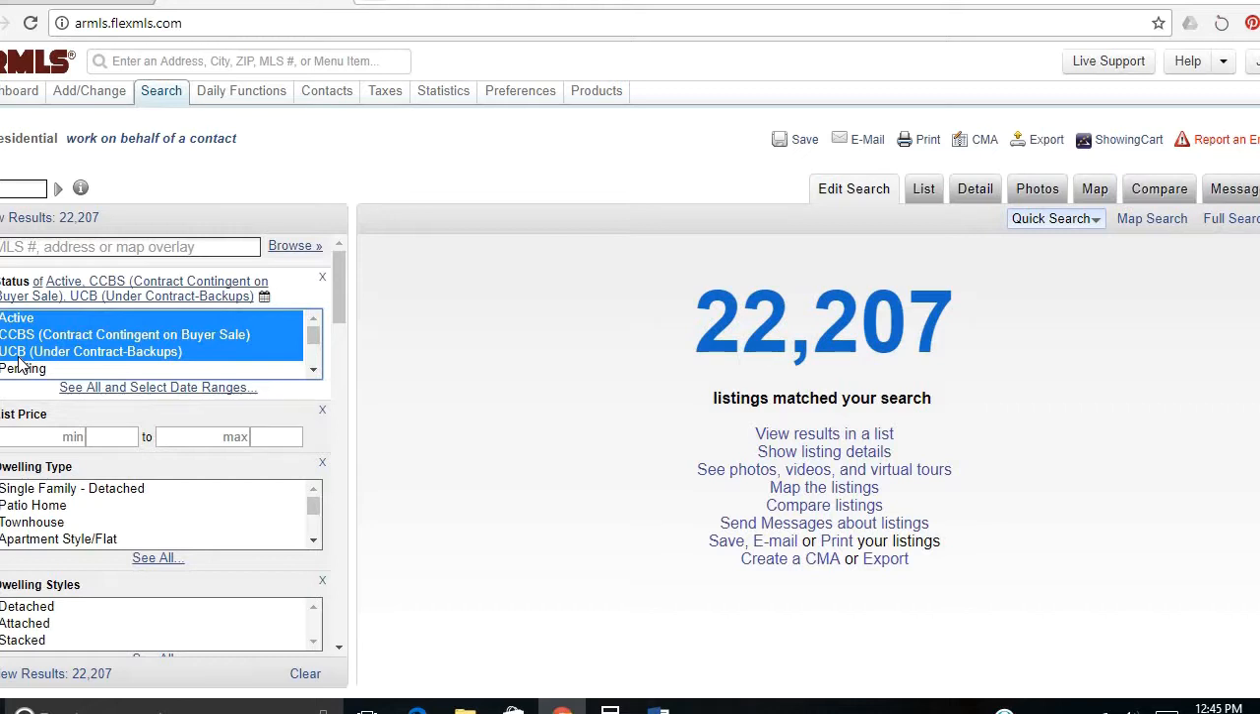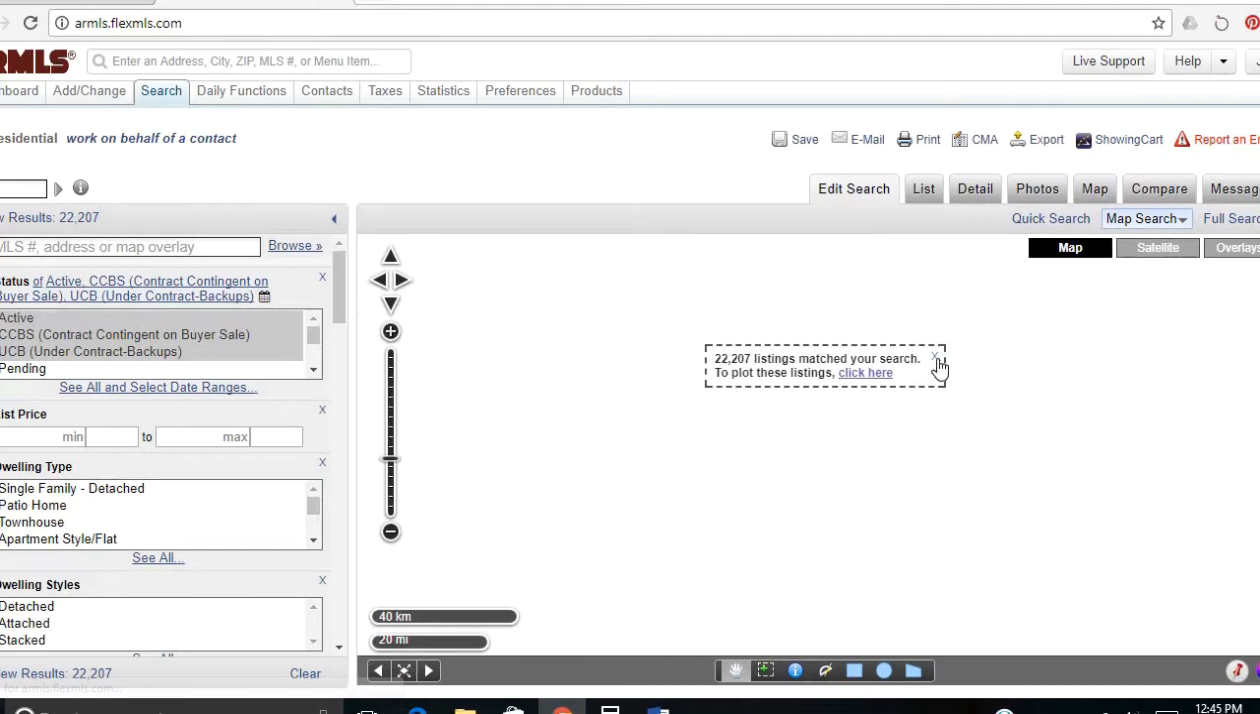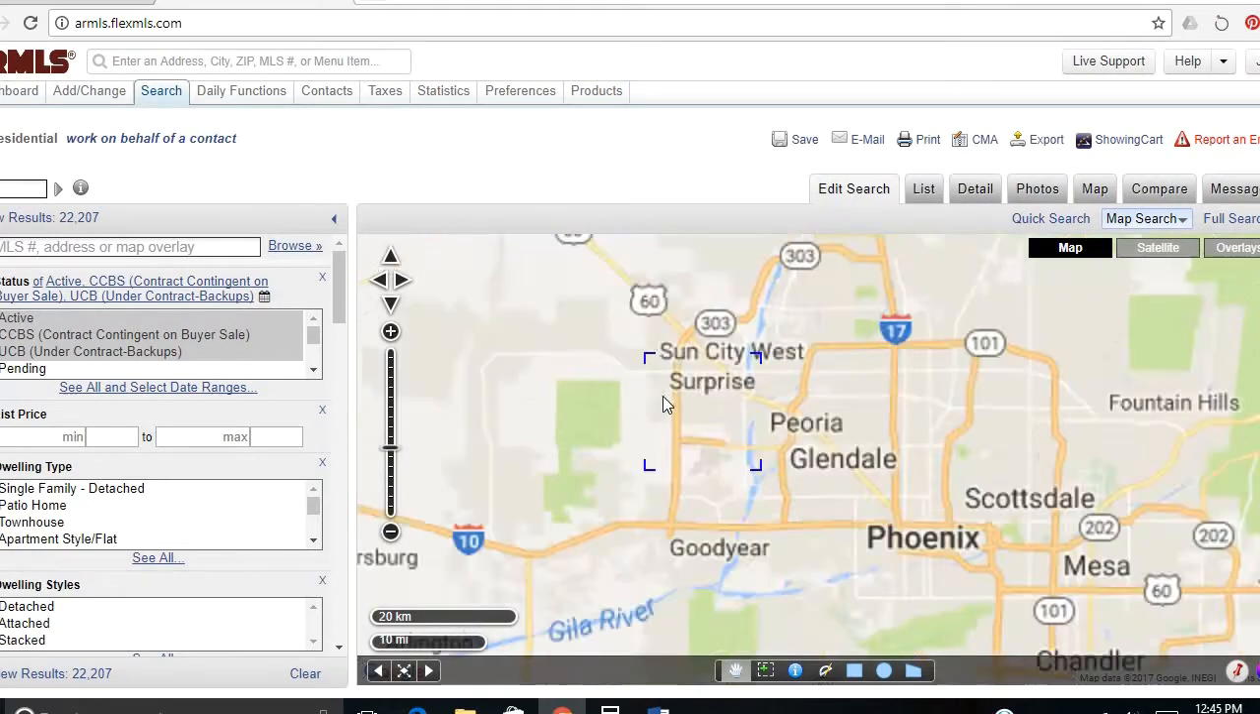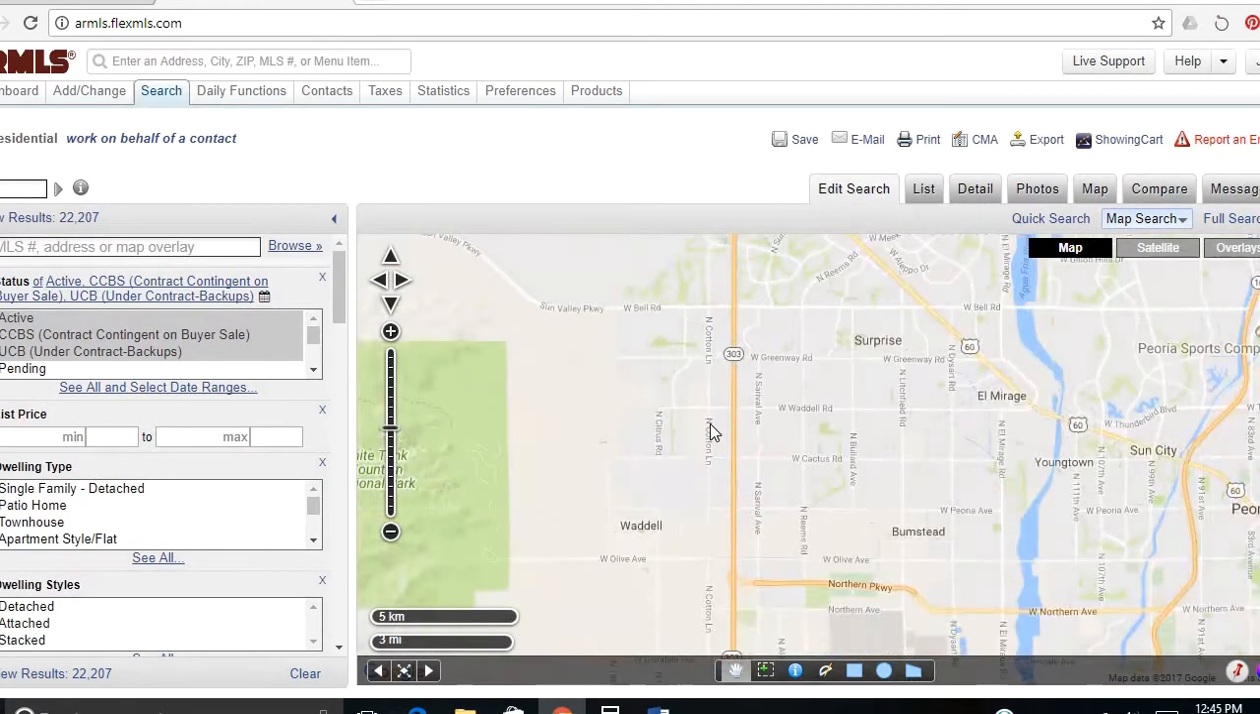So when I'm pulling supply and demand or price versus time, I'm not looking at a specific subdivision, and the reason is you won't get enough data. You have to have a lot of units to get an accurate figure. So in Surprise, I'm just going to go right to my map search here, just for the sake of ease for this discussion.